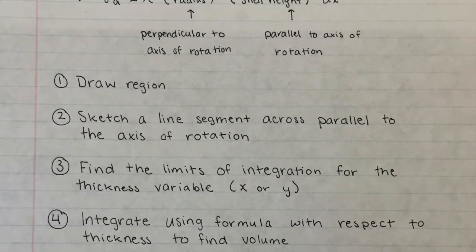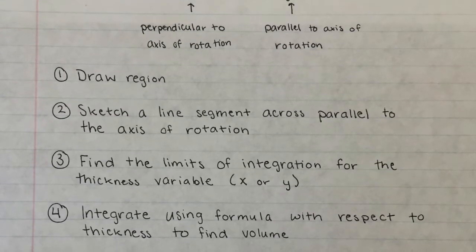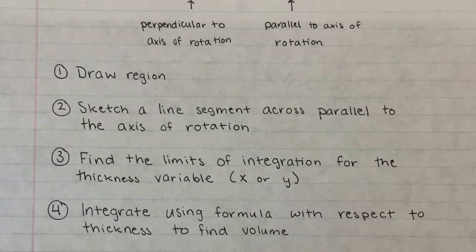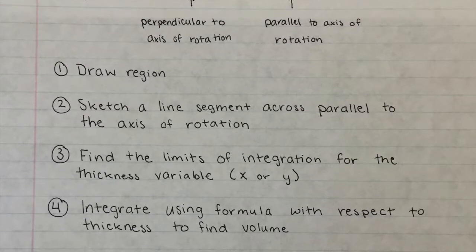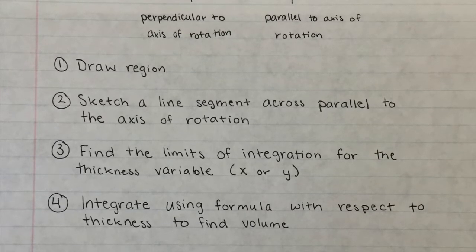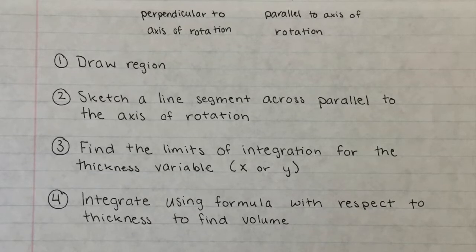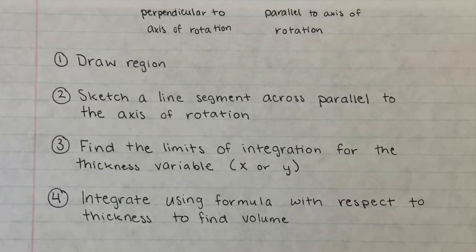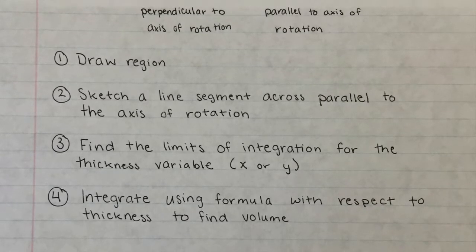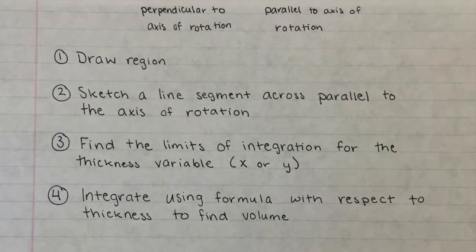Also, in section 6.5, we learn about the average or mean value of a function. And just to review on that topic, it is f of c equals 1 over b minus a times the integral from a to b of f of x dx.